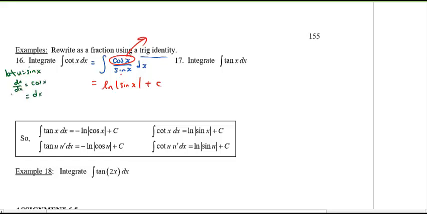I'll solve for dx. And then I will make the substitutions. So let me make the substitution again. The substitution would be cosine x, but instead of sine x, it'd now be u. And instead of dx, it'd be du over cosine x. And look at that, you still get the same thing as 1 over u du, which of course equals the natural log of u.